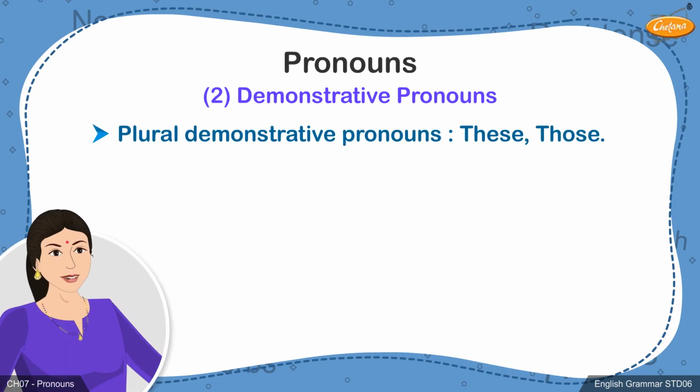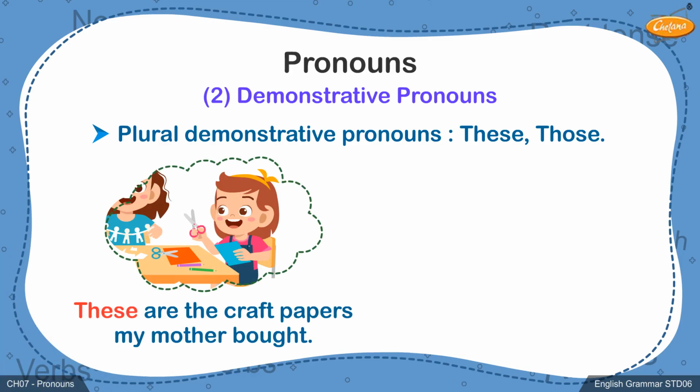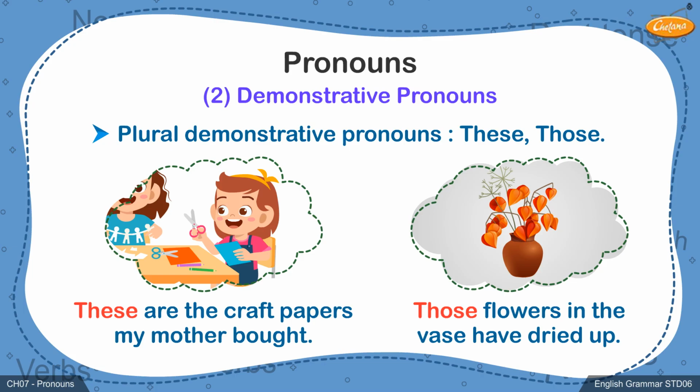Plural demonstrative pronouns are these, those. You can use these in the following manner. These are the craft papers my mother bought. Those flowers in the vase have dried up.